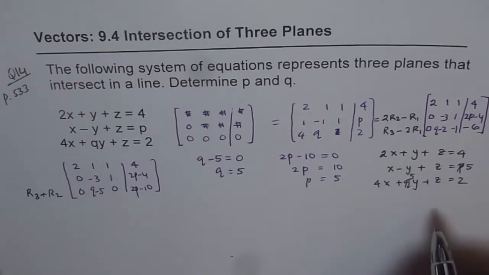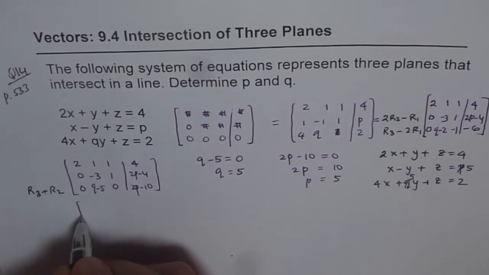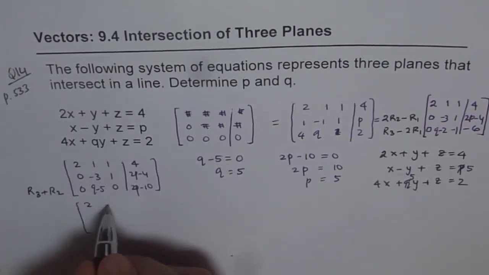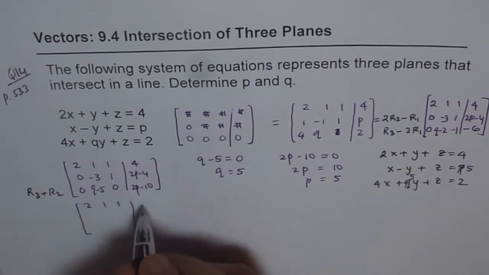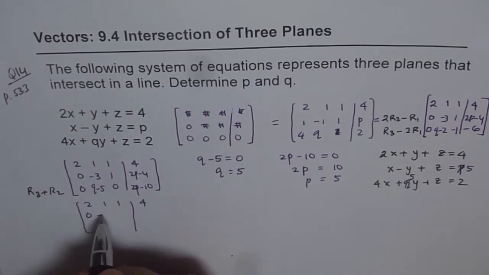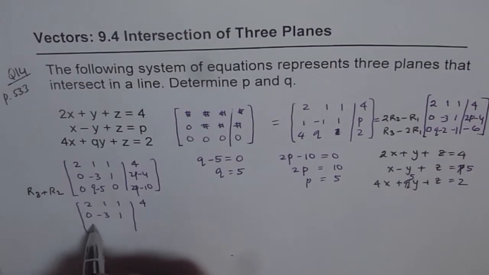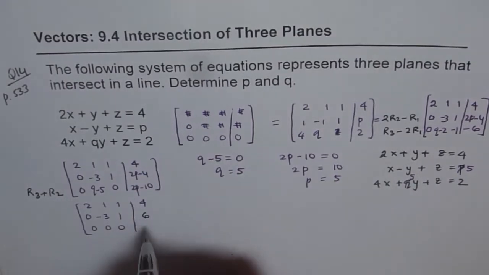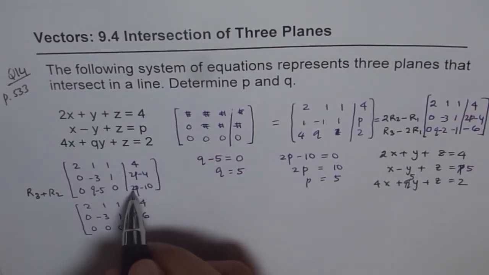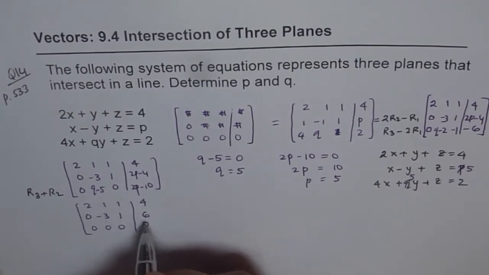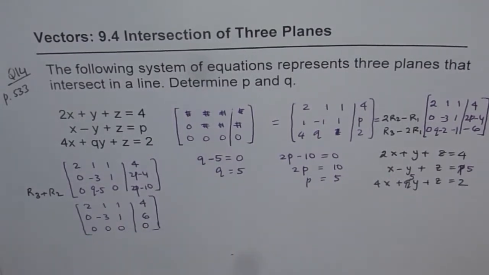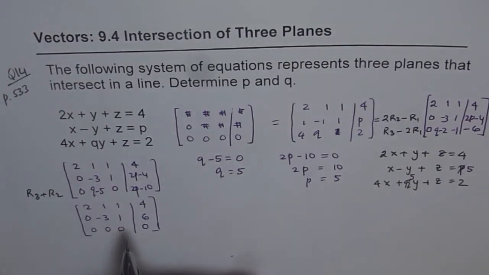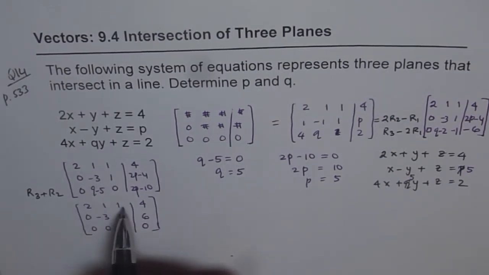So basically to solve this, if you continue, then you have a matrix here itself. So you have 2, 1, 1, and here the value is 4, right? So 0, minus 3, 1, and we have 0, 0, 0. P is 5, 2 times 5 is 10, 10 minus 10 is 0. So this is what you get here, correct?